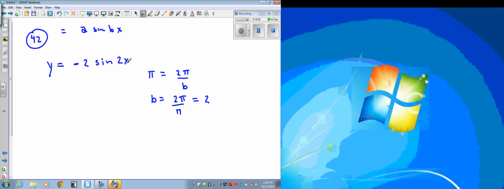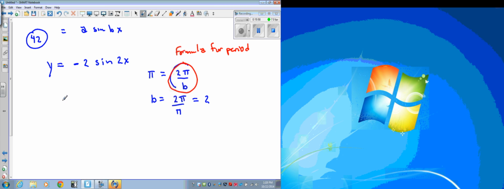Right? So you have pi equals 2 pi over b. Well, see, I wrote it backwards of what the formula back here says, that your period is the way you do it is 2 pi over b. This is the formula for period right here. But we can see that the period is only pi.